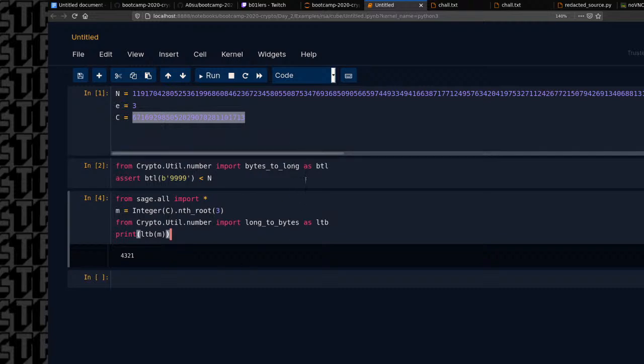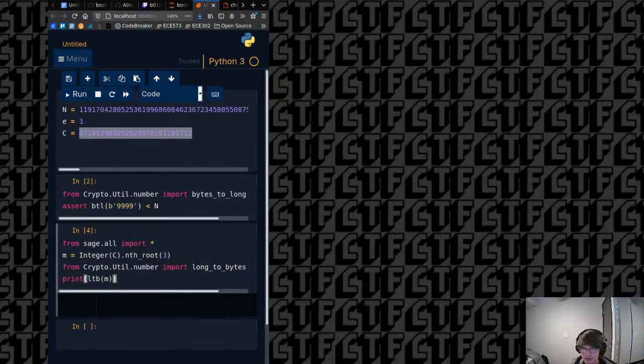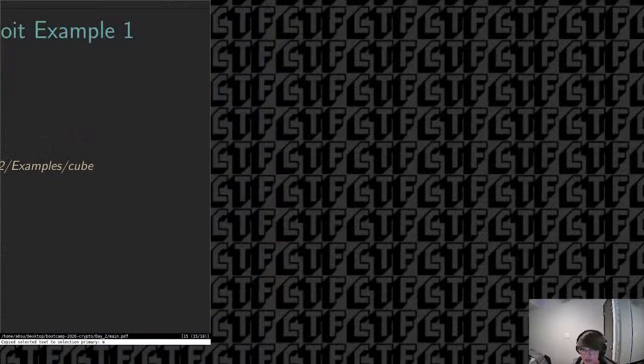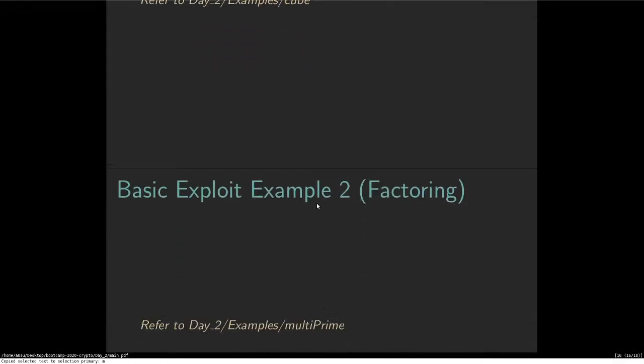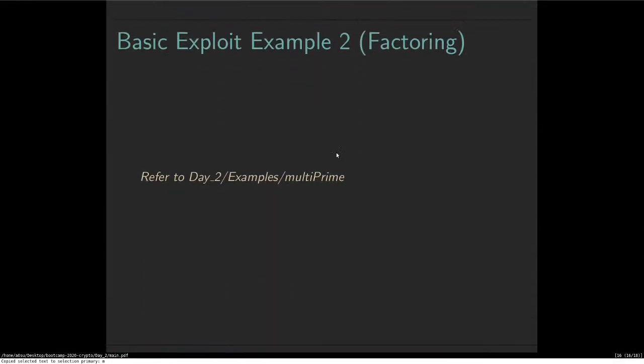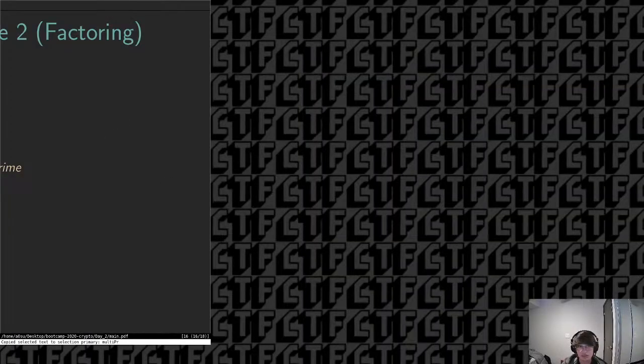So now we can move on to the next example. For the next one, we'll be looking at a factoring vulnerability, or just a simple case of when we factor, how do we get back that message? That'll be in day 2 examples, multi-prime. So switching over.